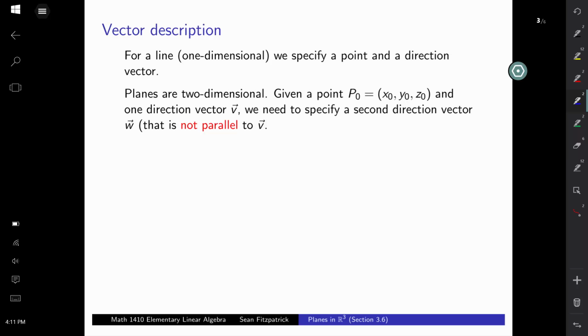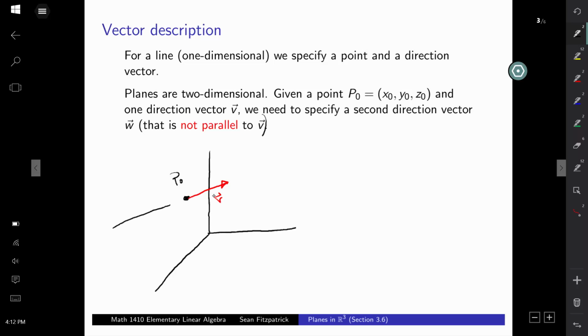Okay, so here's one way to think about a plane. A plane is a 2-dimensional object, so let's draw in our coordinate system. We've got our coordinate system, and we have some point P naught sitting out there in space somewhere. I draw one vector v at that point. Once I've got that one vector, I can extend the line, so I can think about the line passing through the point P in the direction of that vector v.